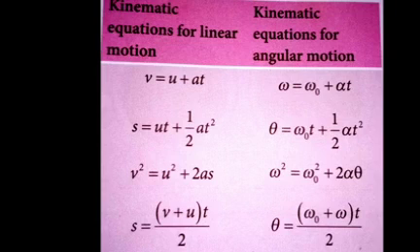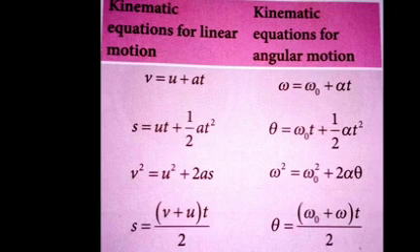Both will be the same. So here the first equation is represented, omega is equal to omega naught plus alpha t. Here omega represents the final velocity, omega naught represents the initial velocity, alpha represents the angular acceleration and t represents the time taken. You just compare with the linear equation. I teach only the angular right now.